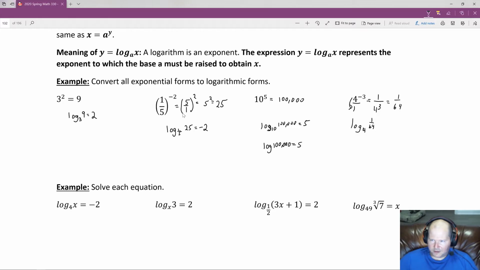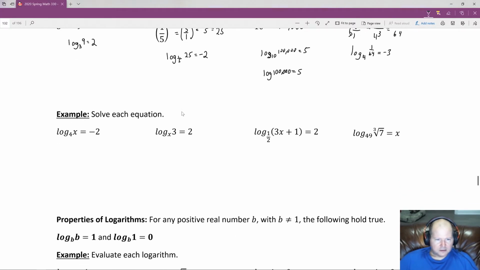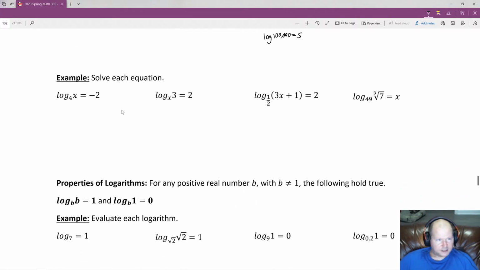1/64. Right? And then, of course, what's the exponent? Well, it's a -3. So this would be 4 to the negative 3rd power is equal to 1 over 64th, or 1/64. Okay. So let's try a couple more of these.